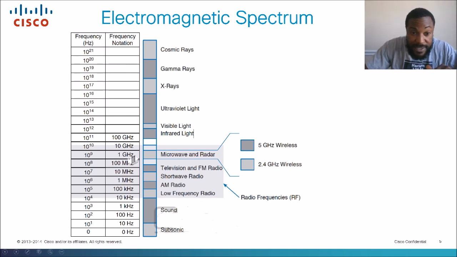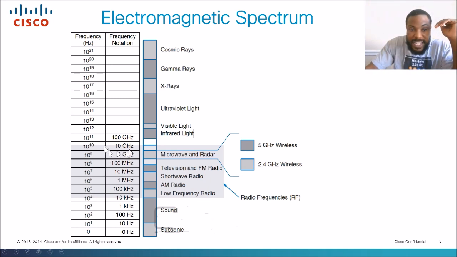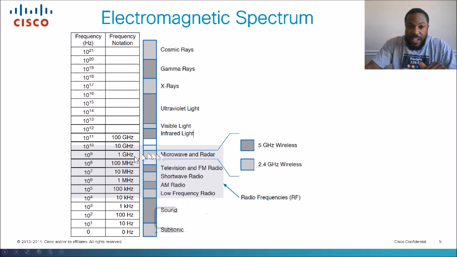Once we get here, this is what we're concerned with when it comes to Wi-Fi, a gigahertz. We're concerned about a range between 1 gigahertz and 10 gigahertz, right? Right in between here. This is what we're gonna be studying most of. Between 1 gigahertz and 10 gigahertz, we got microwave and radars, right? But we also got wireless. Now, if you know anything about wireless, you know that they operate on the 5 gigahertz and 2.4 gigahertz range, which is unfortunately in the same range as microwaves and radars, as you can see.